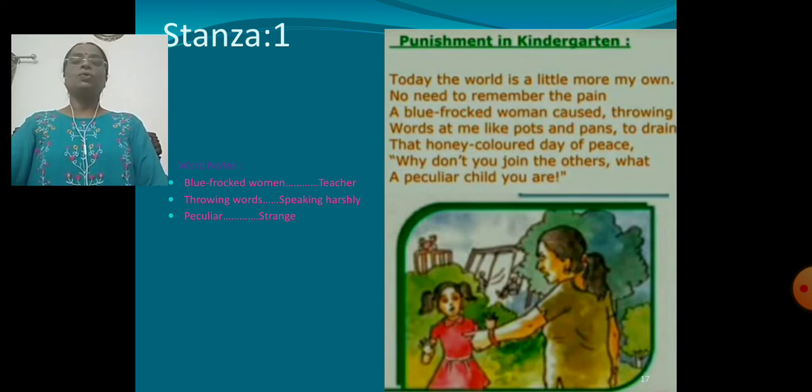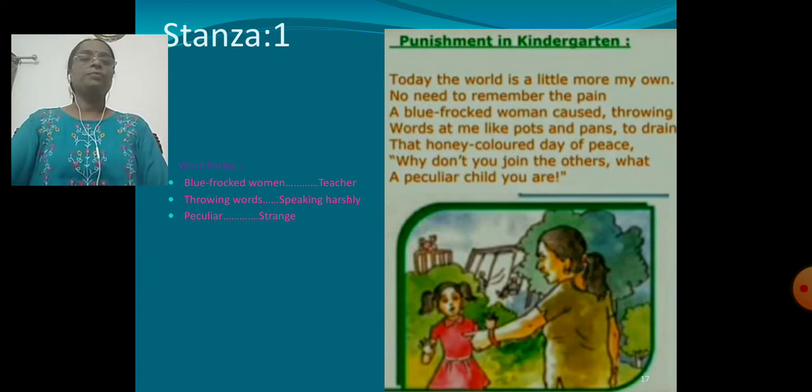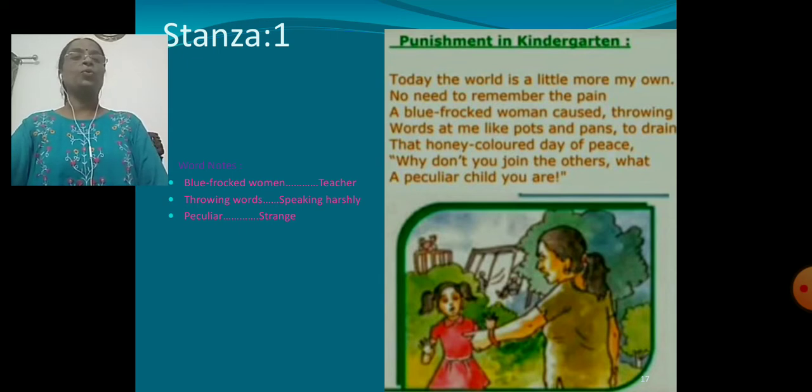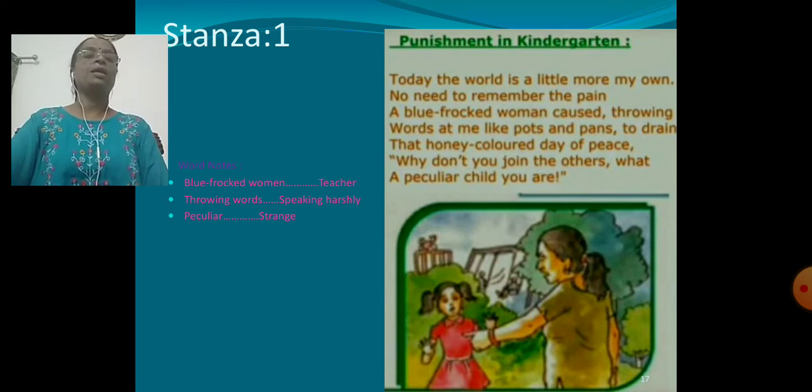So in this line, we can see that she is going to talk about a past event, an incident, and that was not pleasant for her. That was not giving her happiness at all. Here you can see that today the world is a little more my own, no need to remember the pain.